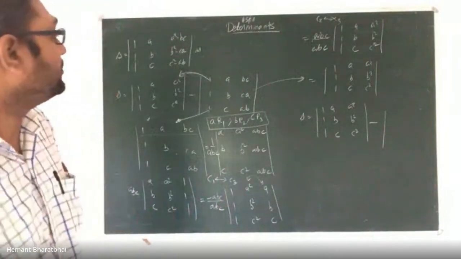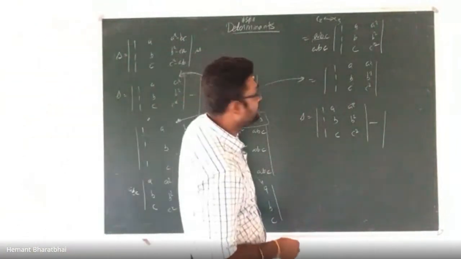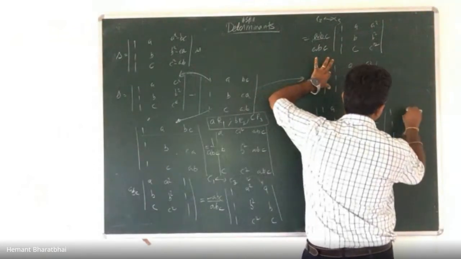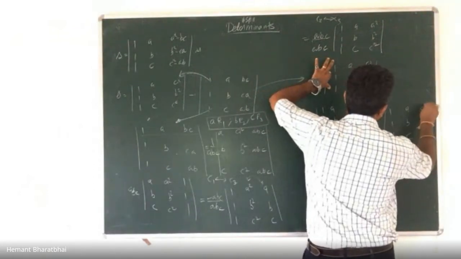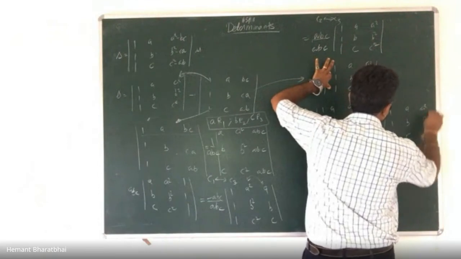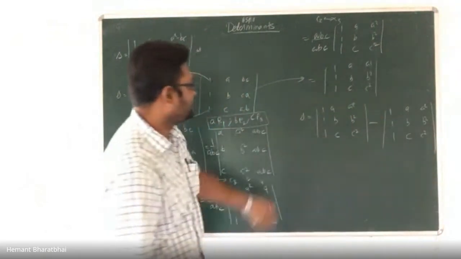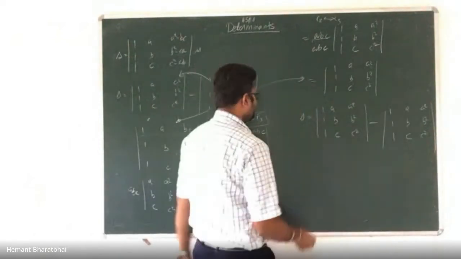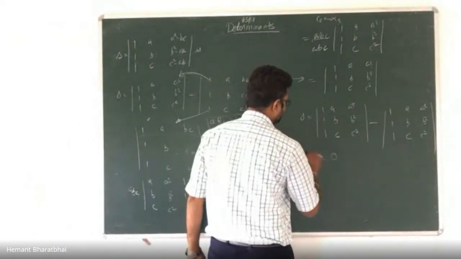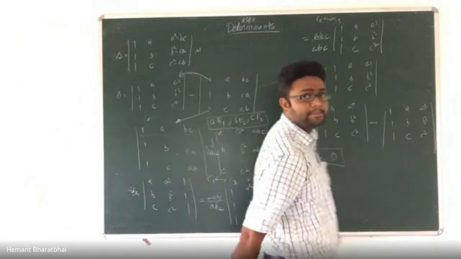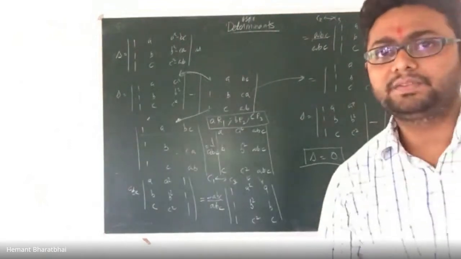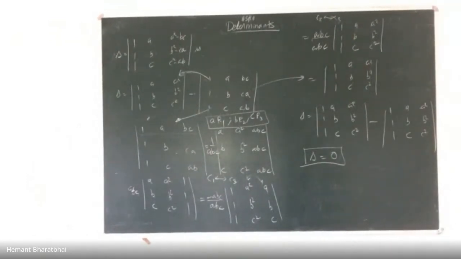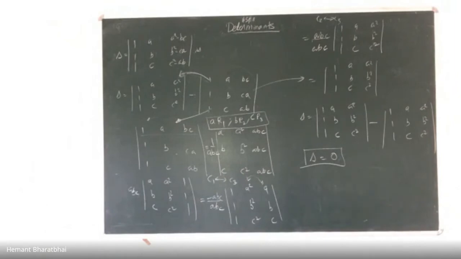Okay. So the value of this determinant, we have just proved that it is this 1, 1, 1, A, B, C, A square, B square, C square, which is exactly same. This and this is exactly same. So when you subtract two similar quantities, you will get 0. So the value of this given determinant is 0.